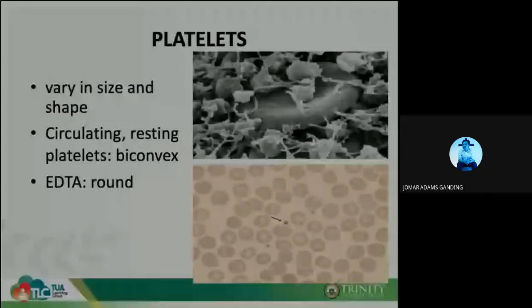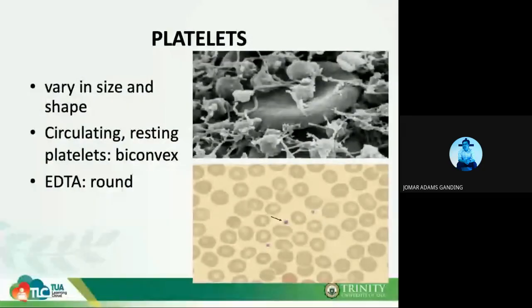Please remember that because some of you might be confused with the shape of your platelet. If we're talking about the circulating and the resting platelets, they're biconvex in shape. But if your platelets are collected in an EDTA tube, they tend to round up.